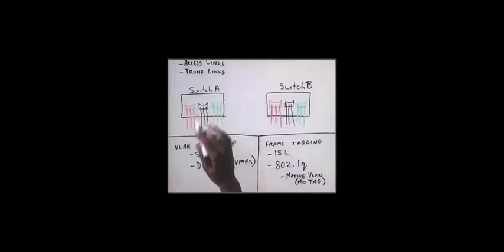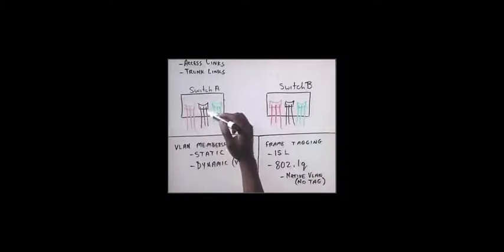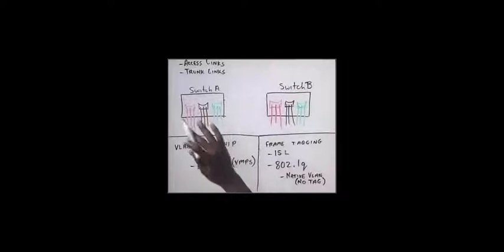Note here on switch A, we've assigned 3 ports to the red VLAN. By the way, we generally use colors to differentiate between the different VLANs. So here we have 3 ports in the red VLAN, 3 ports in the black VLAN, 3 in the green VLAN, all identified on switch A.